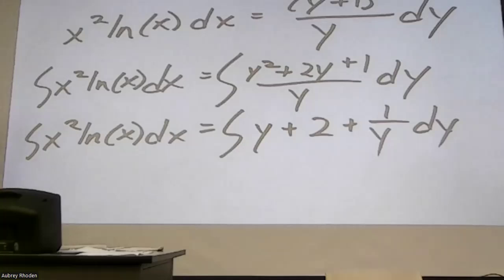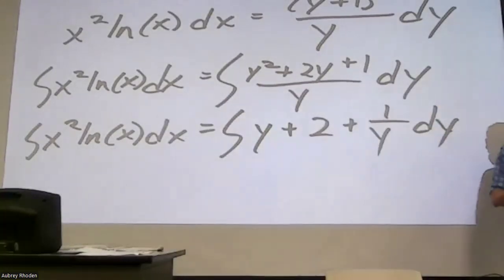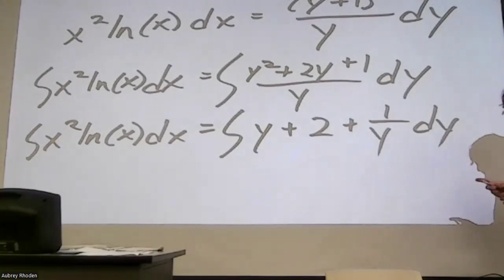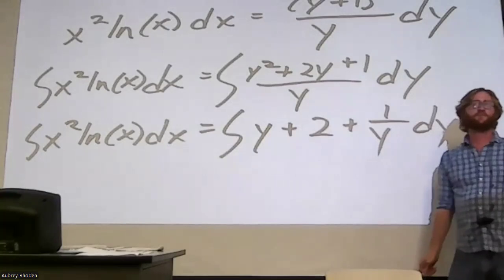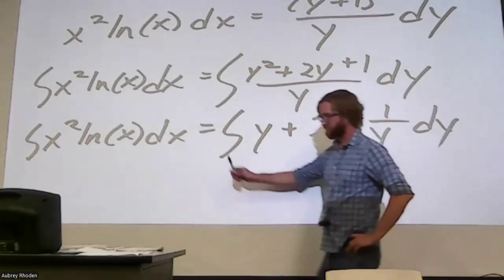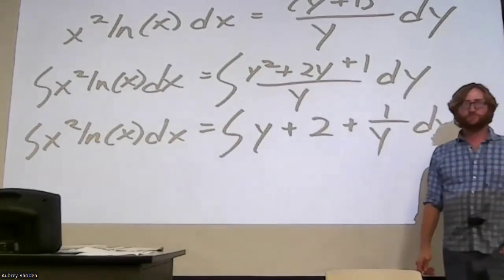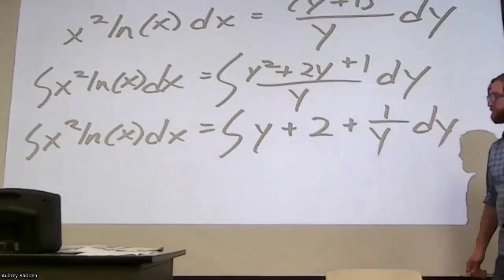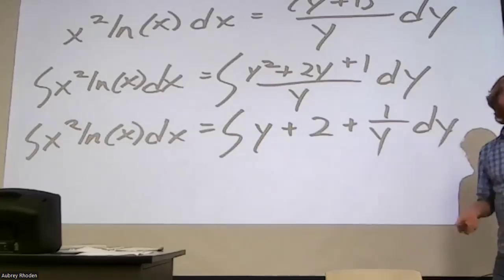I'm going to run out of room if I don't try to write a little bit smaller. So now we've gotten to the point where we can at least start the integration on this thing. Okay. Now, the integral of y and 2 and 1 over y, those aren't bad. But this guy right here, that's going to present a problem. It's going to require one of our techniques of integration.